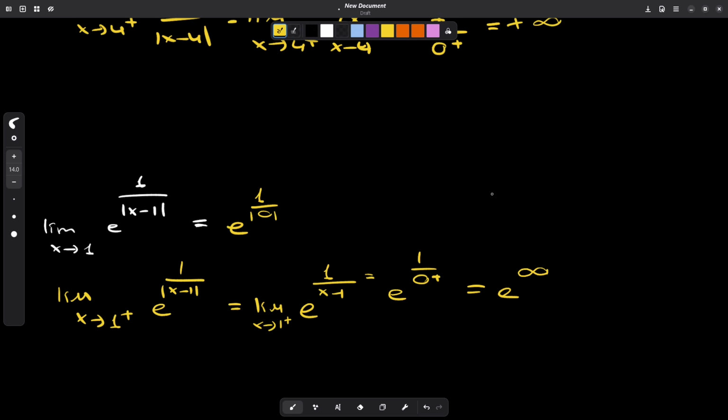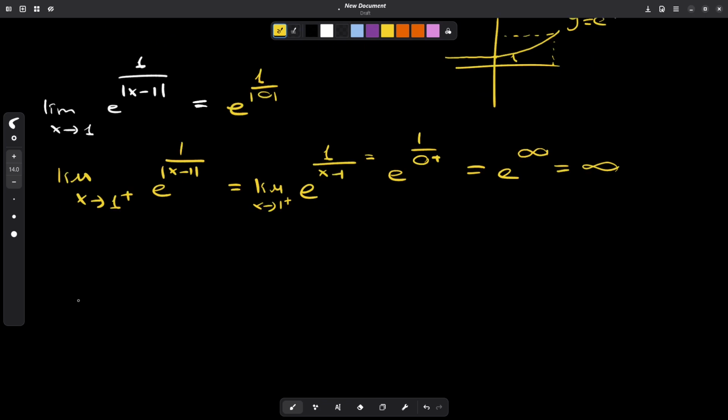To talk about e to the infinity, what am I going to do? Of course, I'm going to check the graph of e to the x, right? What is the graph of it? It is something like this. We just need to visualize it. And here it is 1, right? Therefore, for e to the infinity, I can see my y values are also going to infinity. Therefore, this is infinity.